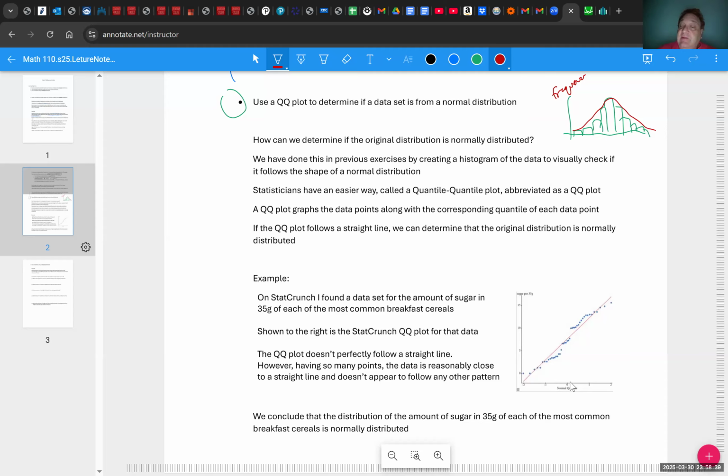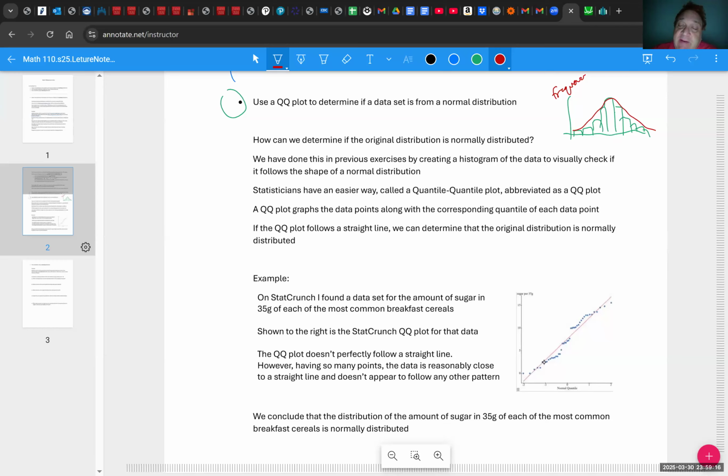So this is what the plot looks like. This is a common looking plot, where the dots don't exactly follow a straight line, but there's a lot of dots, and generally they're reasonably close to a straight line. There's a few that are above, a few that are below, but that line shows the direction of all the dots, and there's no deviation from that line. They all cluster around the line. There's no obvious pattern that it's following other than that.